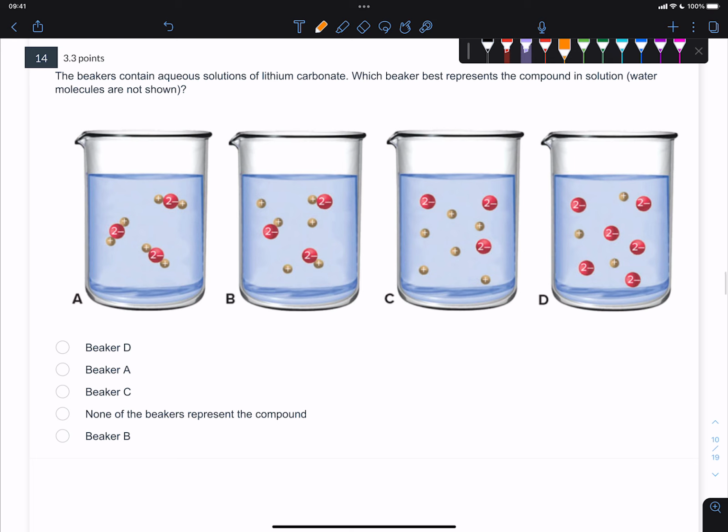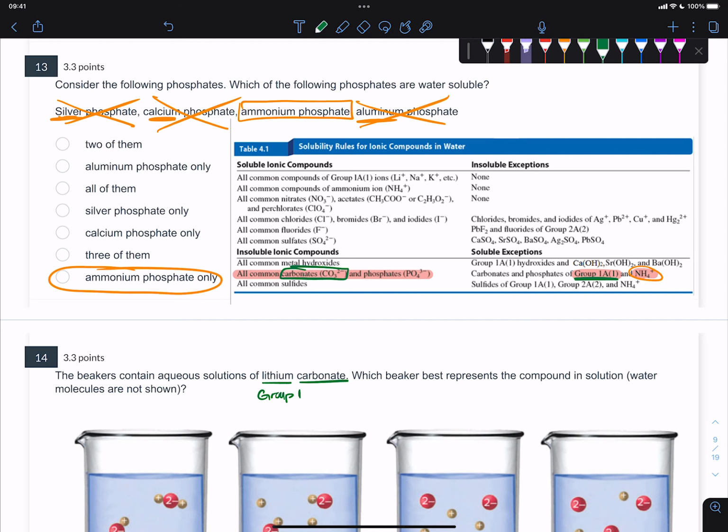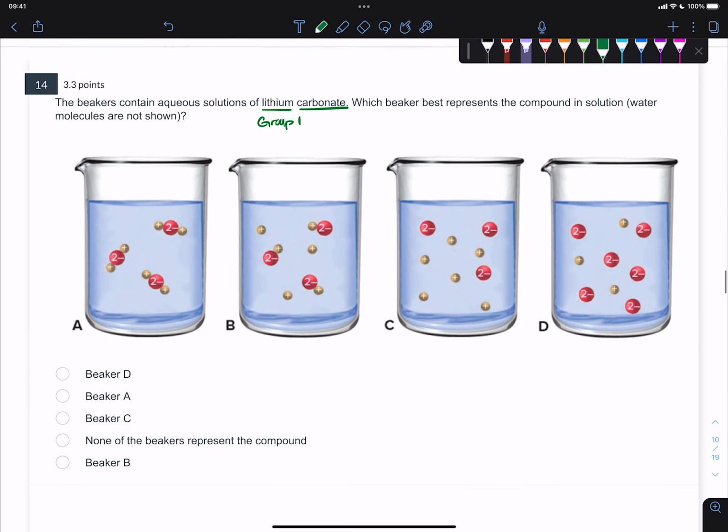Number 14. The beakers contain aqueous solutions of lithium carbonate. Which beaker best represents the compound in solution? Water molecules are not shown. So this also comes back to your solubility rules. This is lithium, which is in group 1, and then carbonate. So look back at the solubility rules. Now we're dealing with the carbonate aspect. But same thing applies, except now we know that carbonates are just not soluble unless they are with something from group 1, which lithium is. Lithium is in group 1, so that would make lithium soluble.